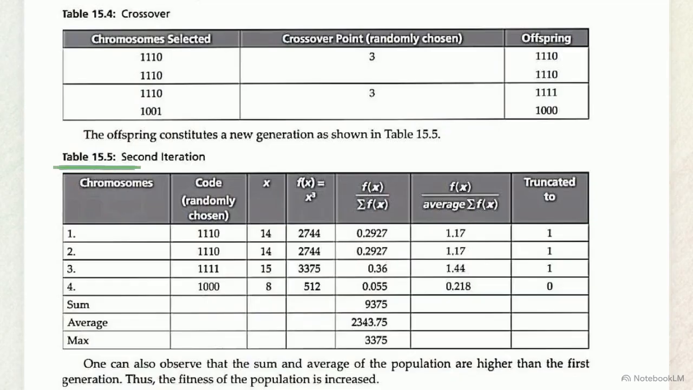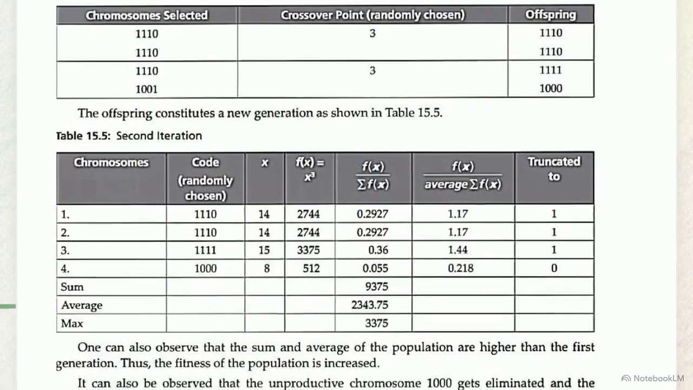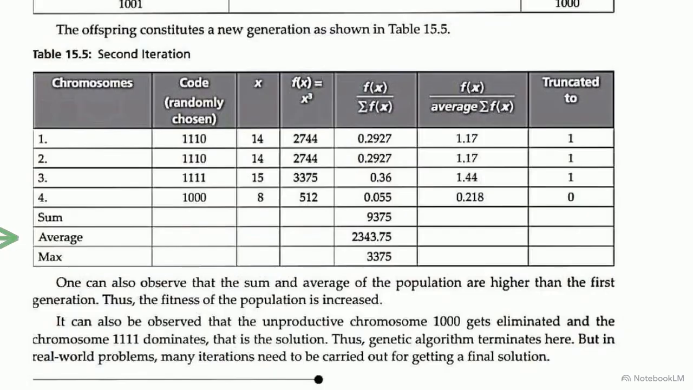Now, let's look at Table 15.5 to check the results of our second iteration. We have a newly generated population made entirely of offspring from crossover. Look directly at the average row at the bottom. In just 1 generation, the average fitness jumped from 886 to over 2,343. Unproductive solutions were eliminated, and strong ones multiplied.